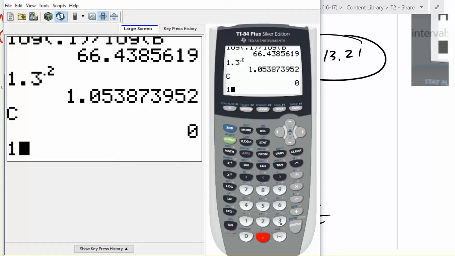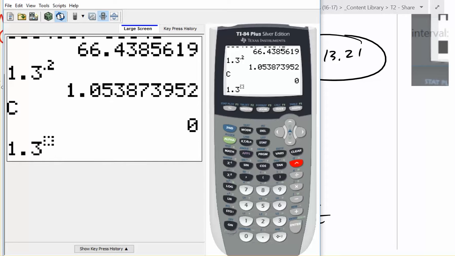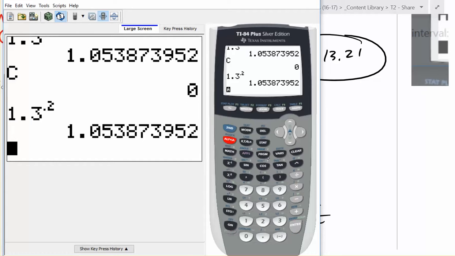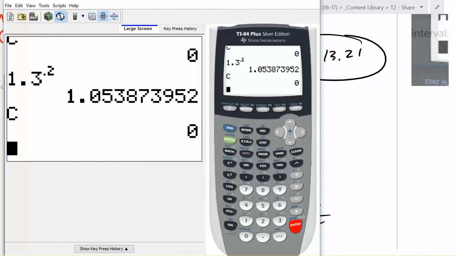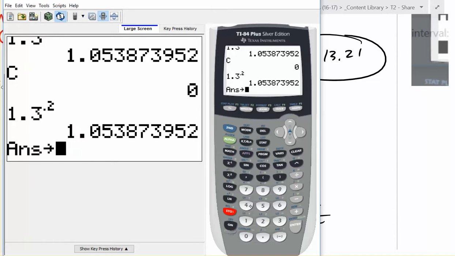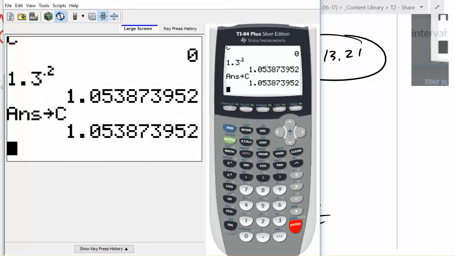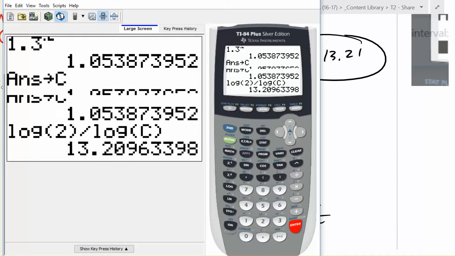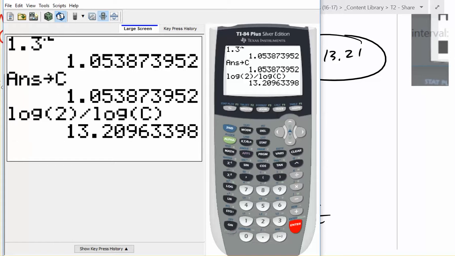It was 1.3 to the what power? To the 0.2 power, right? We want the fifth root. So I'll save this as c. 1.3 to the 0.2, right? And then I store it as c. So then what was it? Log of what? 2 divided by what? Log of c. And I end up with 13.21.